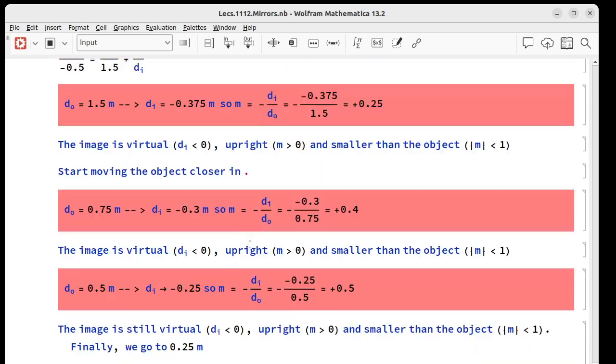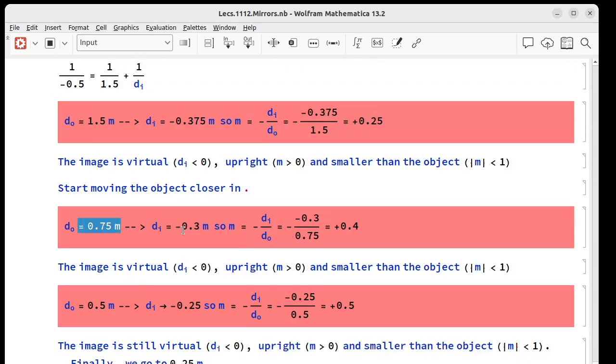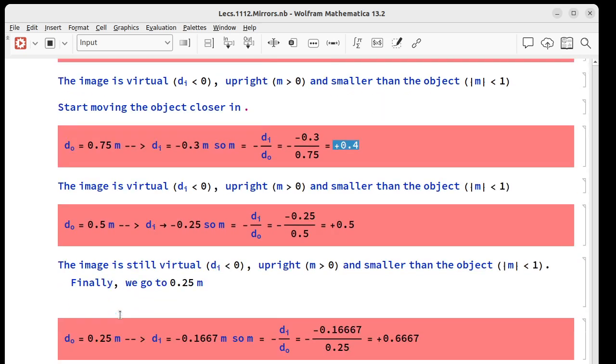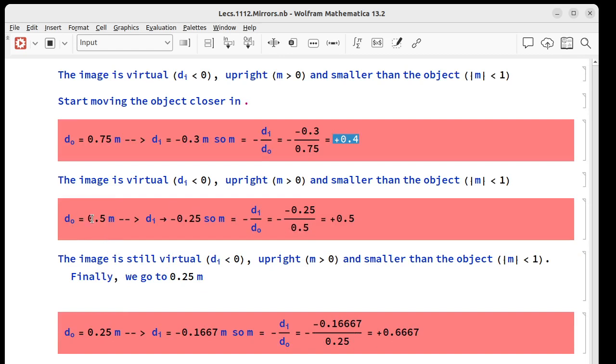We move closer in. At 0.75 meters for an object distance, our image distance is negative 0.3. Our magnification is now plus 0.4. So still a virtual image, right side up still, and still smaller than the object, but bigger than it was. Does anything special happen at 0.5 meters? No. And the reason is the focal length is not 0.5 meters, it's negative 0.5 meters. We solve for the image distance, we get negative 0.25, so it's still virtual. Magnification is positive 0.5, so it's still upright, still smaller than the object.